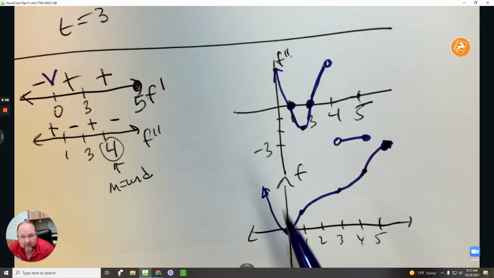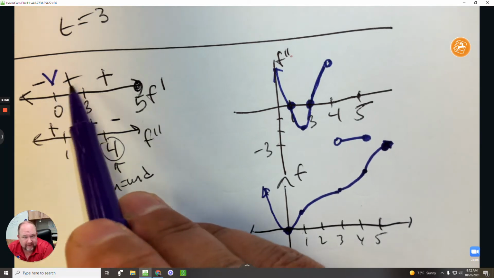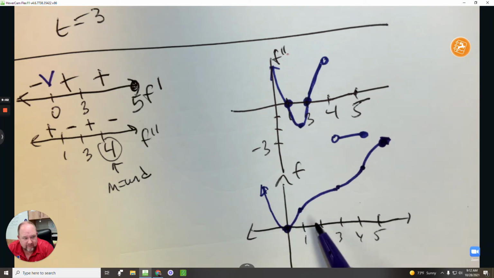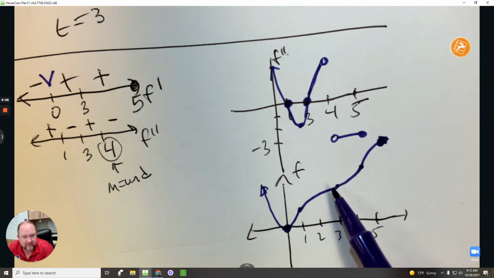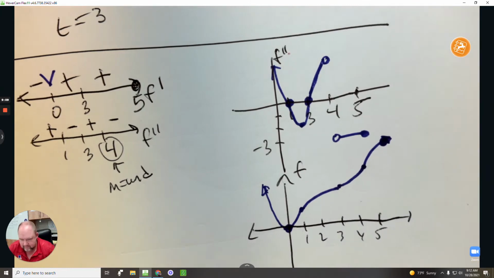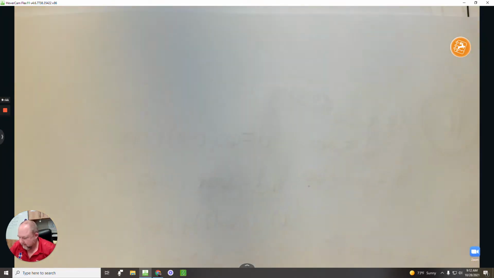So if I follow, it decreases and then it increases after 0 all the way through. It's concave up, concave down, concave up, and then concave down. Putting it together. Number 14. That was 14 and 13.